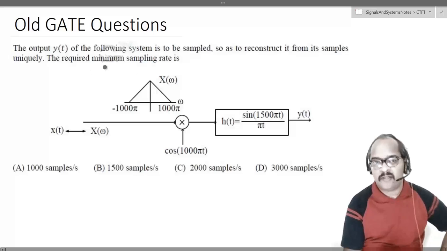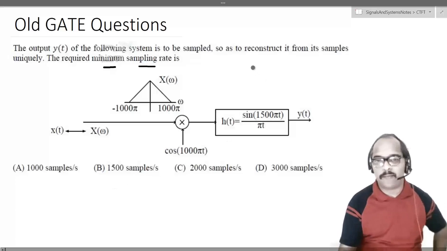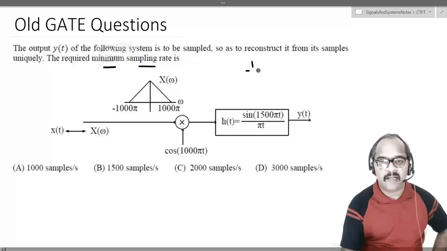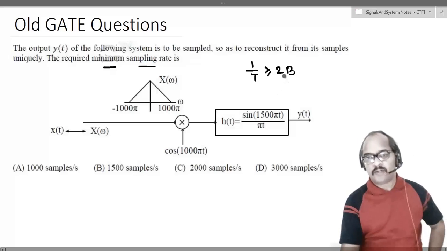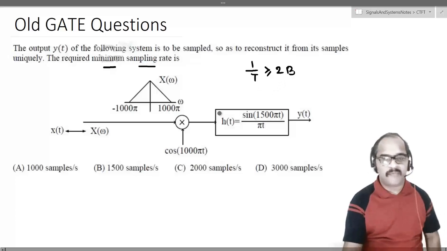They are interested in evaluating the minimum sampling rate. If you remember our sampling theorem, the sampling rate is 1 by T, right? So sampling rate 1 by T should be greater than or equal to 2B. So what should be the minimum value? It is equal to 2B, which is nothing but our Nyquist rate.